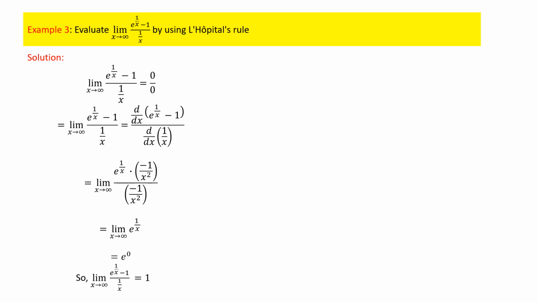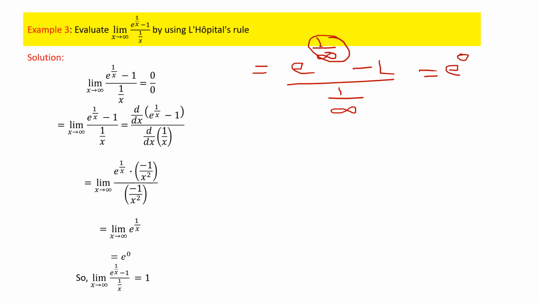Let us move on to question number 3. Limit x approaches infinity, (e to the power 1 over x minus 1) divided by 1 by x. So in step number 1, let me substitute x equal to infinity. That will give you (e to the power 1 by infinity minus 1) divided by 1 by infinity. We know that 1 by infinity is 0. So the numerator becomes e to the power 0 minus 1, divided by, again in the denominator I have 1 by infinity, which is 0.